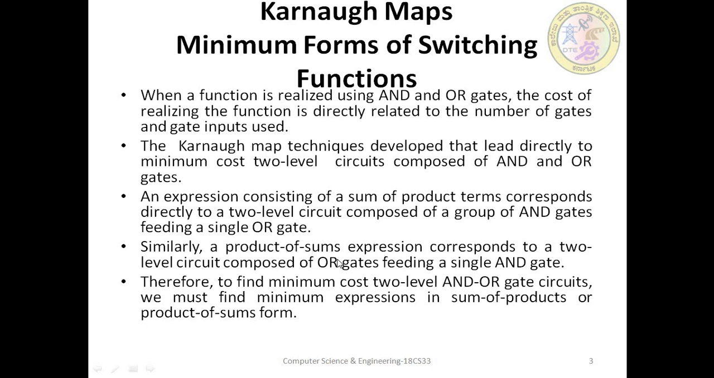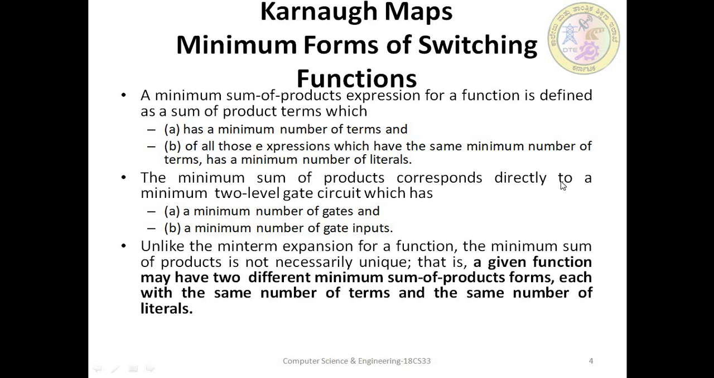Let's assume that a sum of products expression corresponds to a two-level circuit composed of OR gates feeding a single AND gate. That means even if we have more inputs, we may result in two AND expressions and one OR gate, so that at the end we need only 3 inputs. Therefore, to find a minimum cost two-level AND-OR gate circuit, we must find a minimum expression in the sum of products. So it is nothing but a simplified expression, and we need to find it.